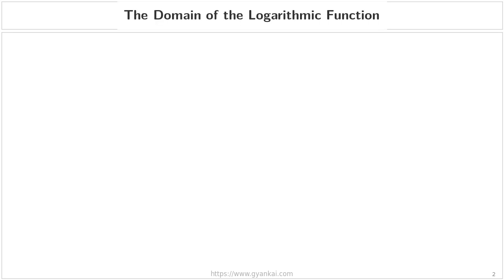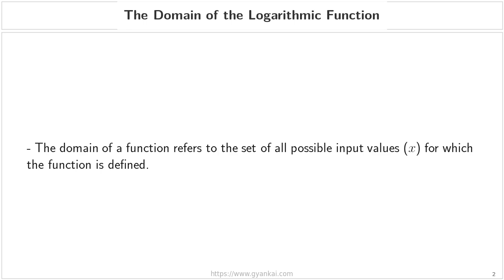The domain of the logarithmic function. Now that we have established that logarithmic functions are the inverse of exponential functions, let us dive into their specific characteristics, starting with the domain. First, let us clarify what we mean by the term domain. In simple terms, the domain refers to the set of all possible input values, represented by x, for which the function is defined and produces a real result.